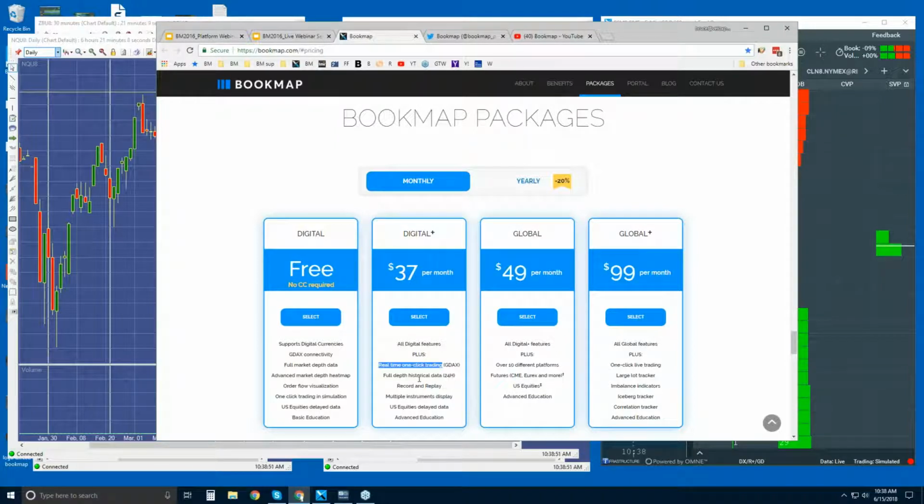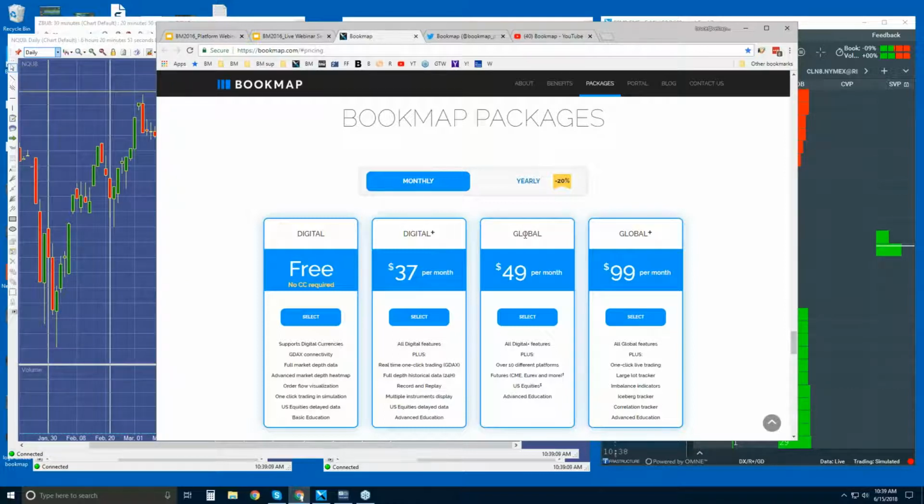Okay, you also get the ability to record and replay your data, and you get up to 20 different digital currencies. All right, and you also get the US delayed equities data here. All right, so that's the Digital Plus version.